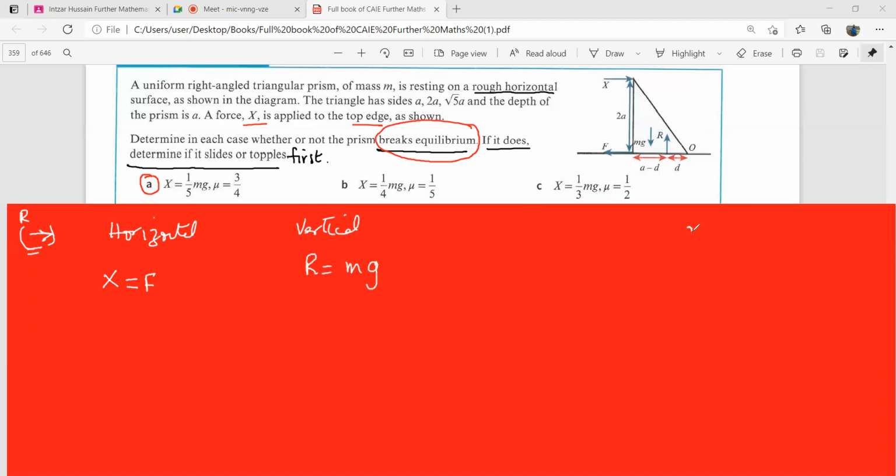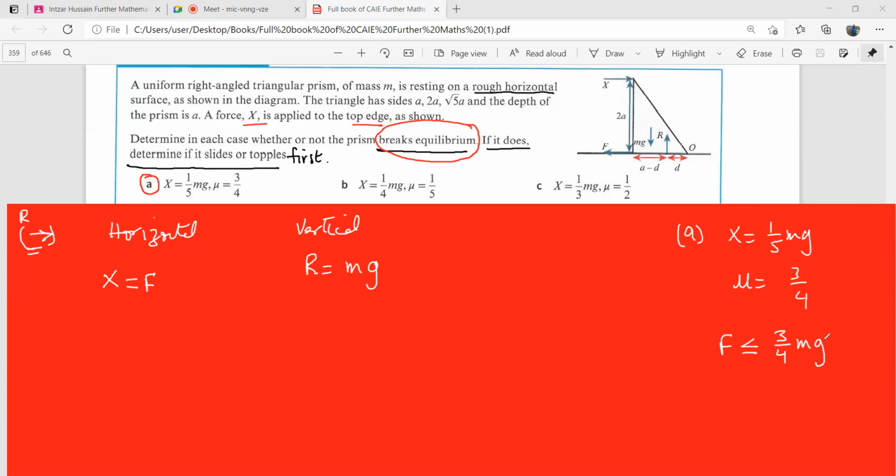Now since we're going to deal with the first case here, we have X equal to 1 over 5 mg, and we're given mu equal to 3 over 4. From this, we can determine its limiting friction. That is going to be mu R, and R is equal to mg. So this is going to be 3 over 4 mg. That is your limiting friction. The friction cannot go past this value, 3 over 4 mg.